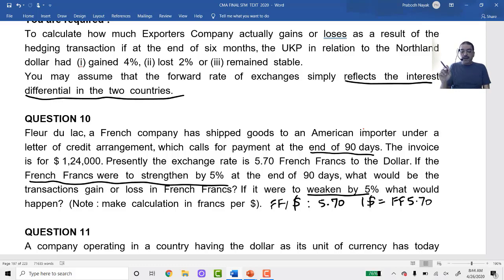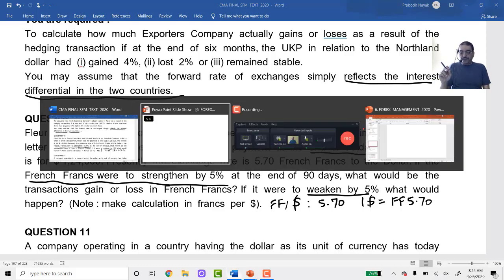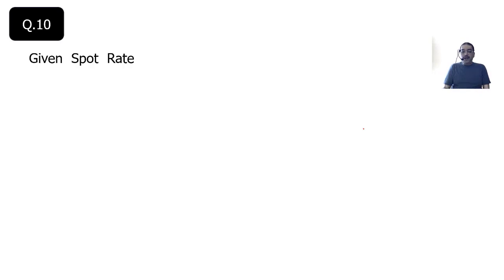All calculations are to be made in francs per dollar. So first, what I write is the given spot rate. French franc to dollar is equal to 5.7, which means $1 is equal to 5.7 French francs.